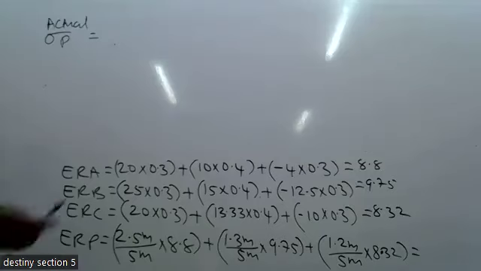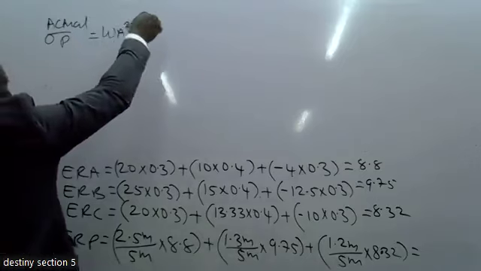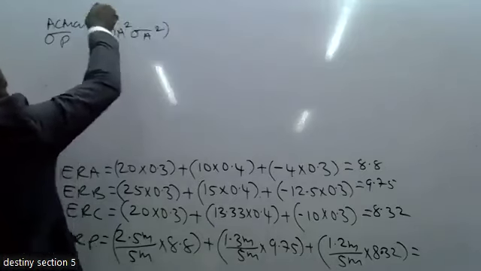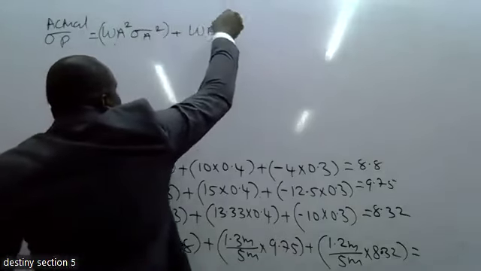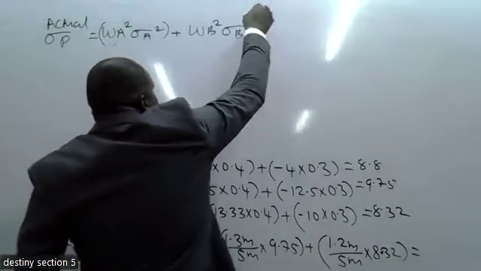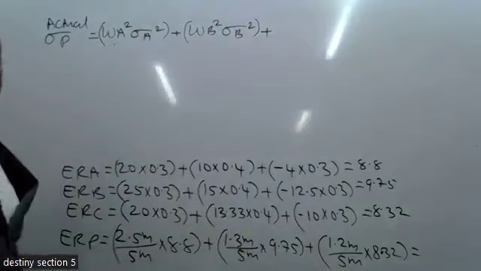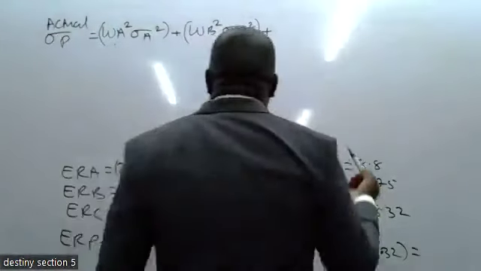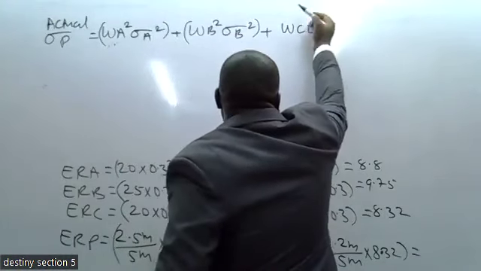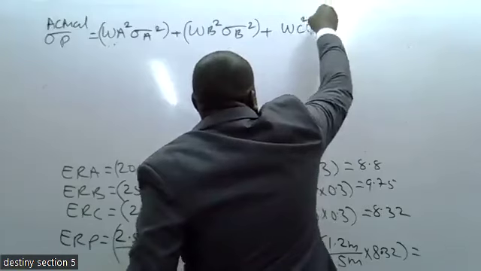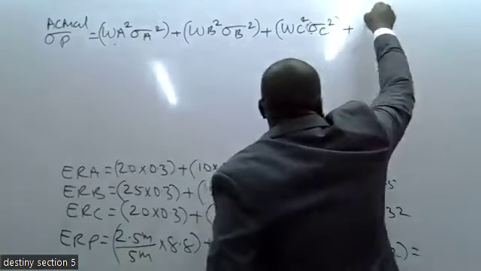So what we do, we start with the weight of A squared, then the variance of A, like that. Then we also add weight of B squared, variance of B, like that. So there are 3 assets, A, B, and C. So you also factor in the weight for C squared, then also the variance for C, like that. Then we add.